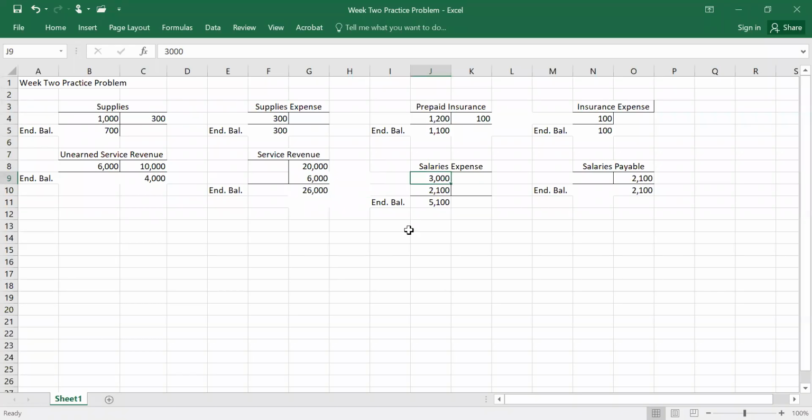If I look at this on a T account, initially that salaries expense on that trial balance was 3,000. I'm adding 2,100 to it, so I now have a debit balance of 5,100. So my salaries expense on that adjusted trial balance will be 5,100. And I'm crediting salaries payable for 2,100, which will be the balance on that trial balance. Let me stop my share, go back.